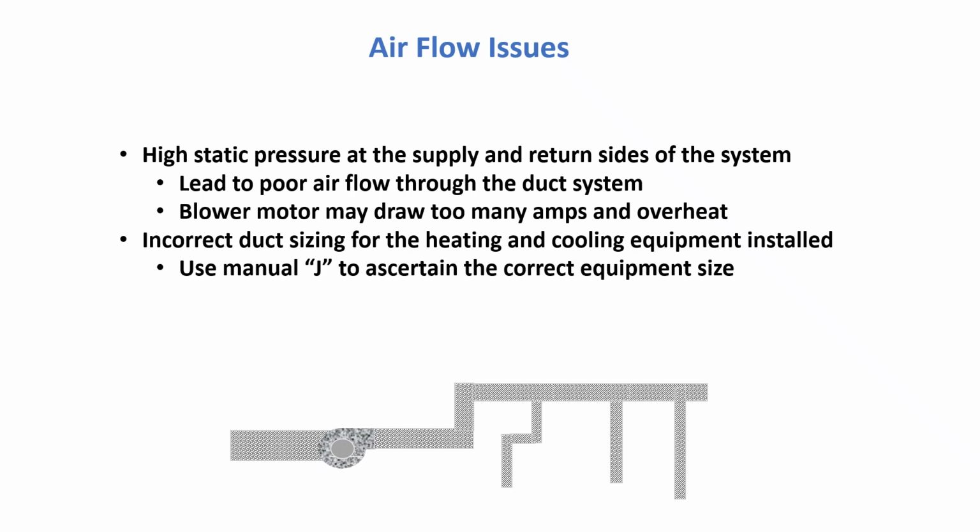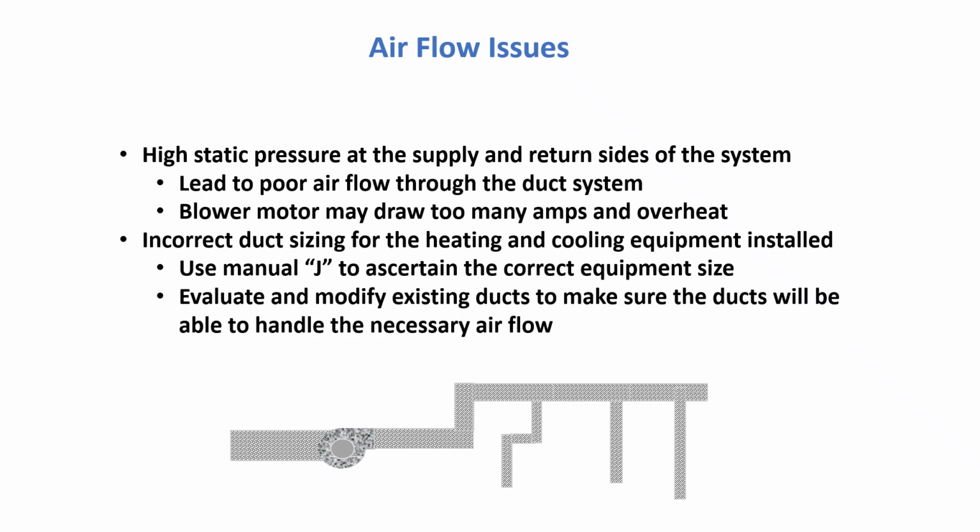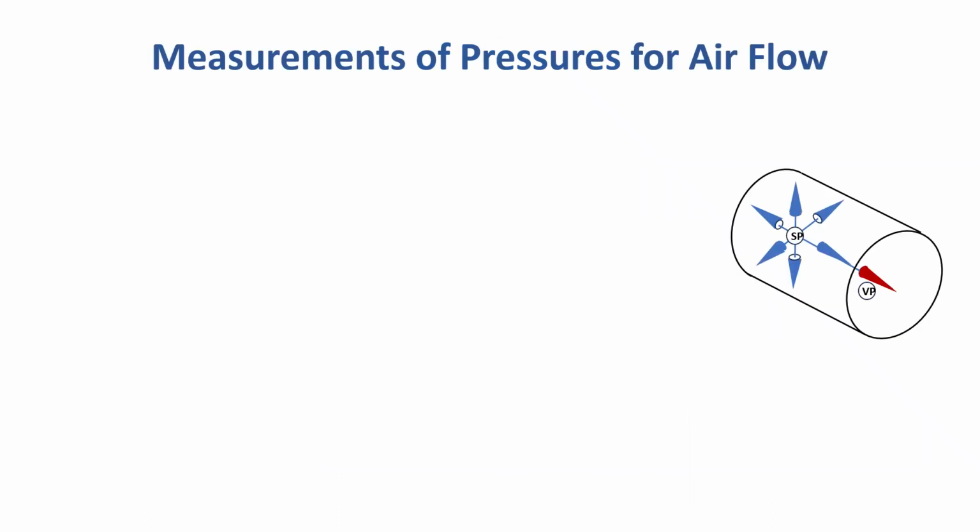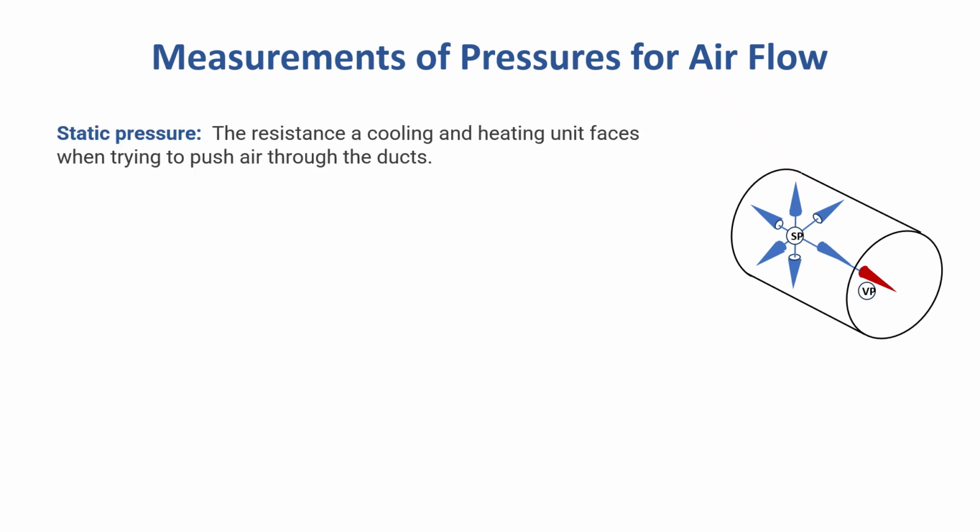Use Manual J to ascertain the correct equipment size. Evaluate and modify the existing ducts to make sure the ducts will be able to handle the necessary airflow. We must understand the pressures in a ducted HVAC system.